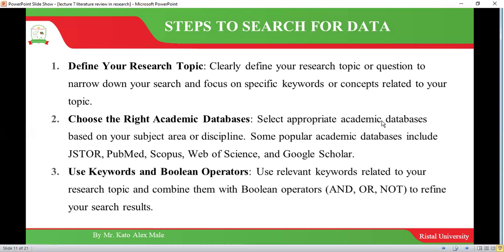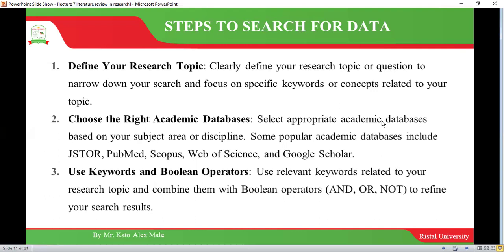Then the second step is choose the right academic databases. Here it wants you to select an appropriate database based on your subject area or discipline. Do not go on data available in the medicine and surgery field, yet you are in the public health field. You understand? So here you need some popular academic databases, for example, PubMed. This is very essential. I'm going to show you how you can get information from PubMed, Web of Science, Google Scholar. I've listed these sources in the previous slide.